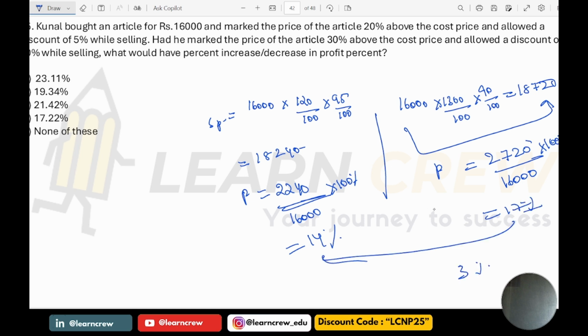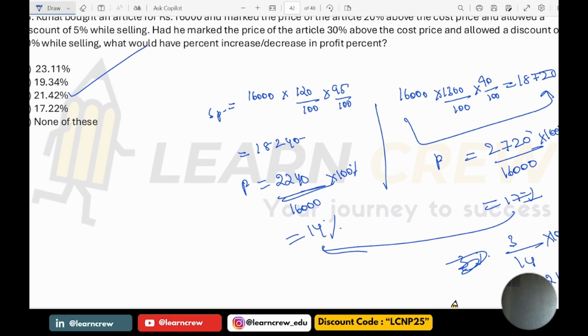It is asked for the difference of profit percentages. So this profit percentage is how much more? 14 to 17. So 3 by 14 into 100. So what is the answer here? 3 by 14 into 100 means it is 21 percentage approximately, 21.42. Now 36th question.